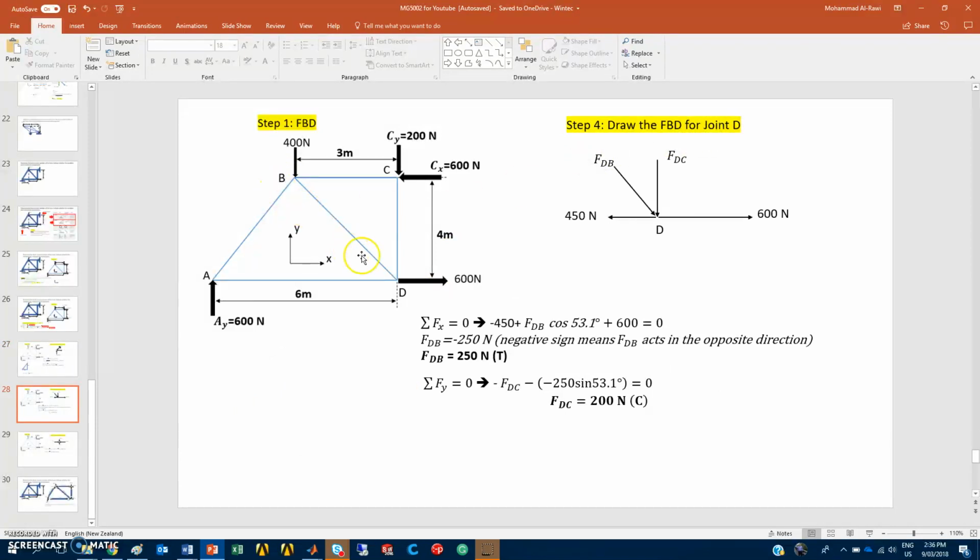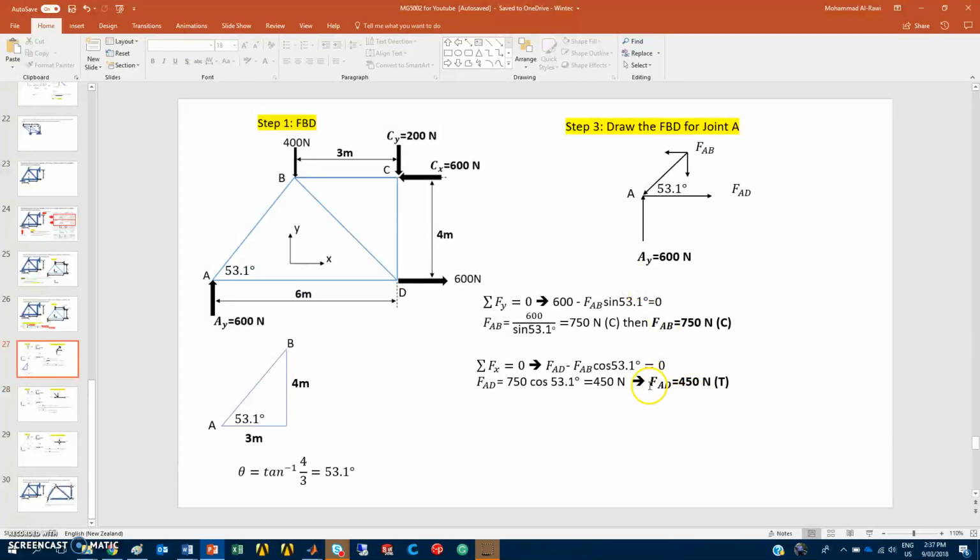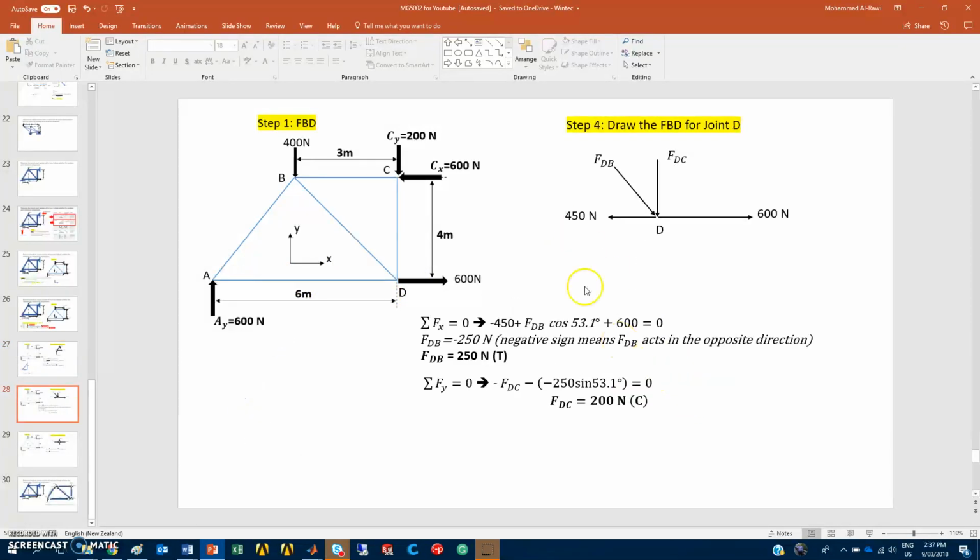Now we need to go to step 4, draw the free body diagram for joint D. If I go to joint D here, what do I have? I have the support reaction, an external force of 600 newtons, and member force FDC going downwards, and there is a force FDB going in that inclined direction, and there is another force in that way, which is known, the FAD. Now you say, where do we get the 450 newtons? We got it from FAD in the previous solution for step 3. So that's where the 450 is coming from.